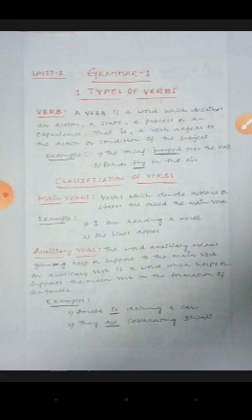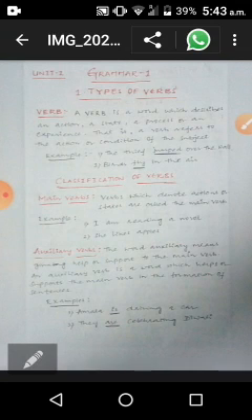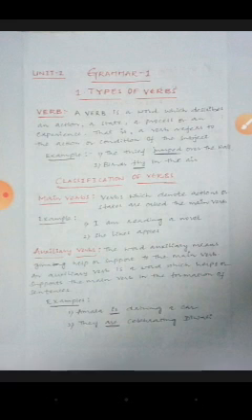And second one is auxiliary verbs. What do you mean by auxiliary verbs? The word auxiliary means giving help or support to the main verb. That is called an auxiliary verb. Let me explain with an example. Example 1, Amla is driving a car. In this, is is an auxiliary verb because it is supporting the main verb. What is the main verb? Driving.